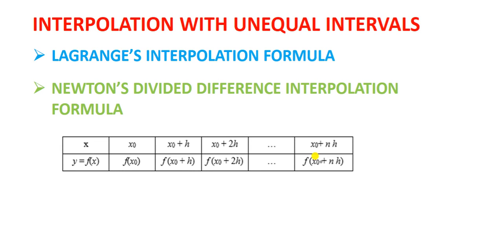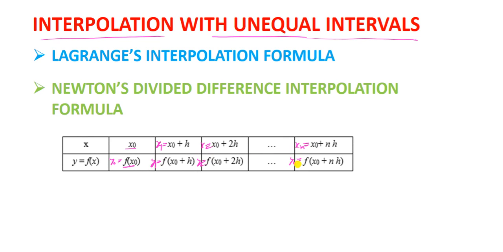Hello everyone. Today I am going to explain interpolation with unequal intervals. Suppose we have tabulated data of the form where the x arguments are denoted by x0, x1, x2, up to xn, and the functional values corresponding to the x arguments are denoted by f of x0, that is y0, y1, y2, and yn.